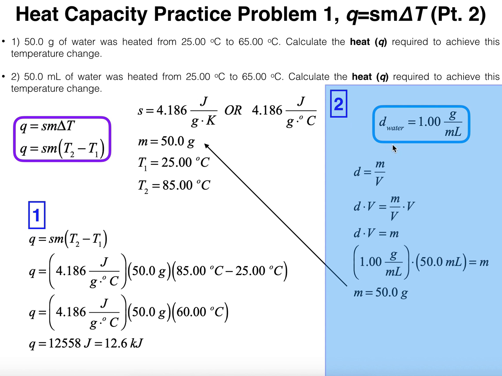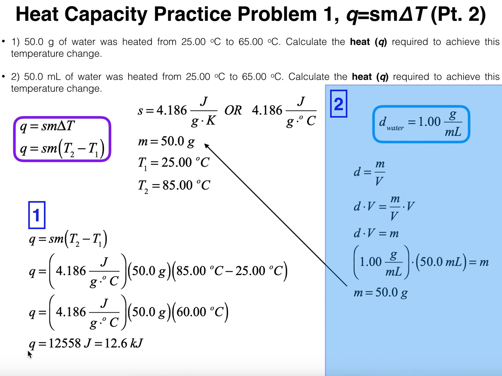In that case, you have to use that substance's density and you have to actually solve for the mass. You cannot directly plug in the volume here because this equation does not have a V. It has an M for mass. So use the density formula, find the mass given the volume and the density, and then plug that in as normal and solve for Q. And again, you would get the same answer in this second case.